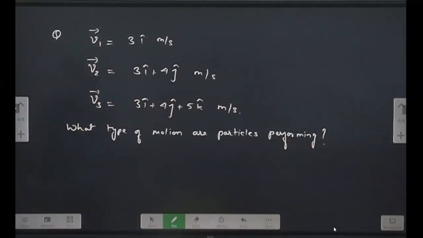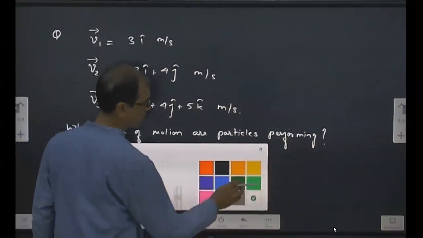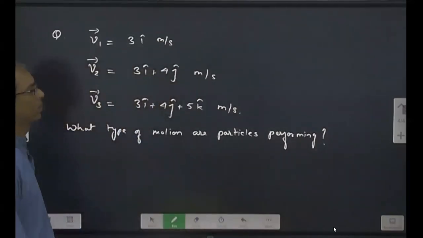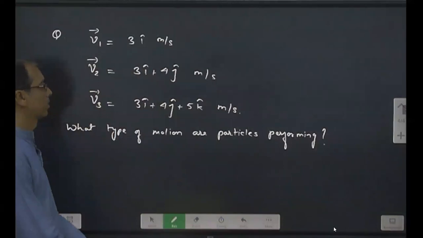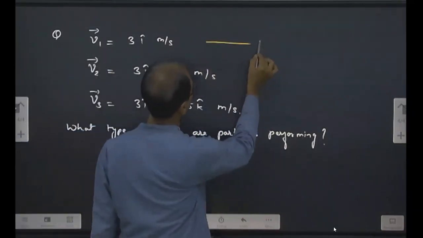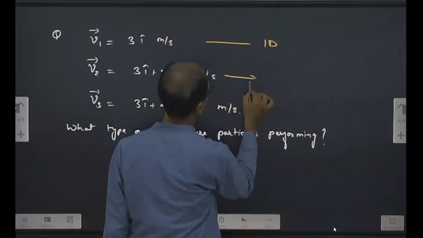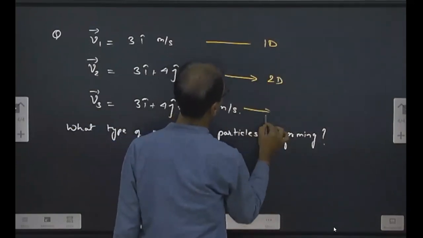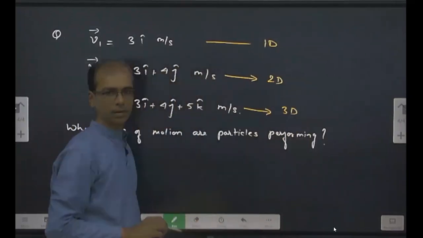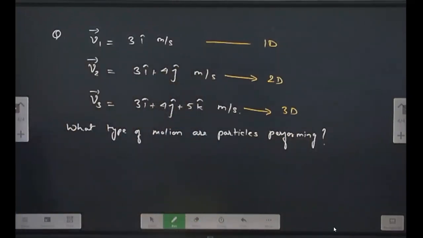The first one is a straight line motion, sir, because it is traveling along a single axis. And the next ones, V2 and V3, are motion in a plane, sir, because they have two axes like X and Y, and the third one is X, Y, and Z. Okay, so according to you, this is 1D, this is 2D, and this should be 3D. Yes, sir. Is everyone agreed with that? Come on, tell me, do you agree with her?